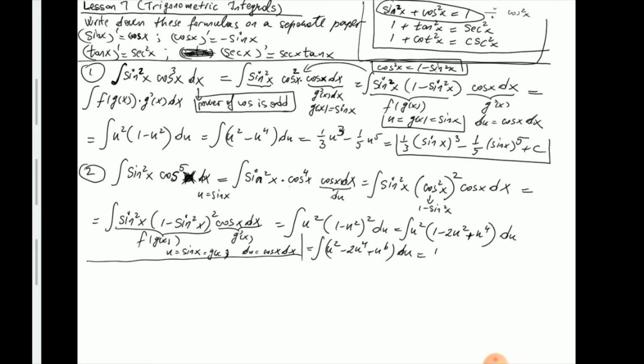And then finally integrate. 1/3 u cubed, minus 2/5 u to the power 5, plus 1/7 u to the power 7. And then finally go back to the original variable. So replace back u with sine of x.